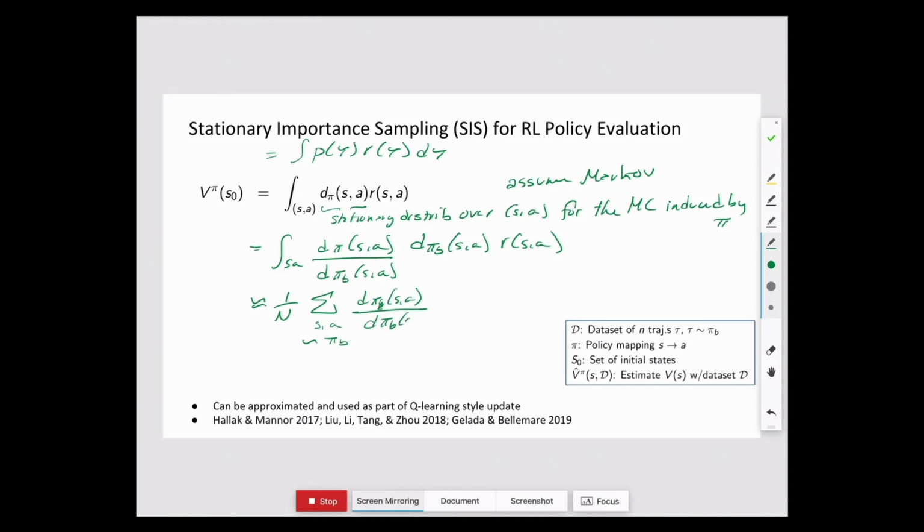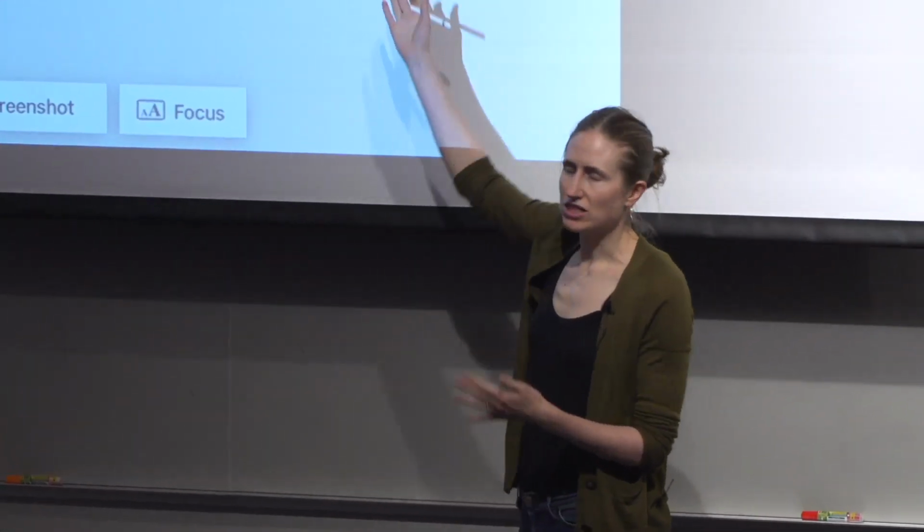In the same way we did for importance sampling. The nice thing there is now we've gotten rid of this product. Before we had this product from 1 to h. Now we don't. We just have this stationary distribution. And so in principle, this might be much lower variance. And in practice, we observed this as well.